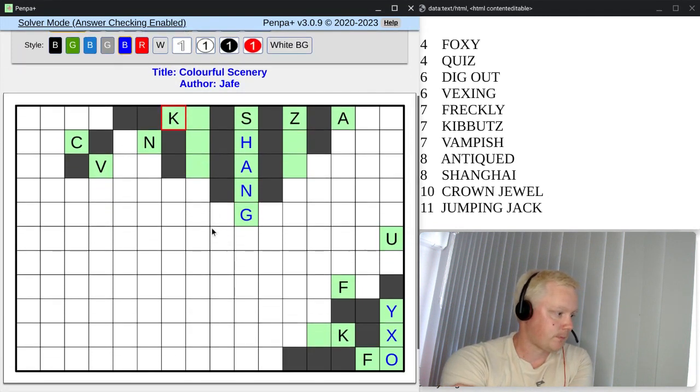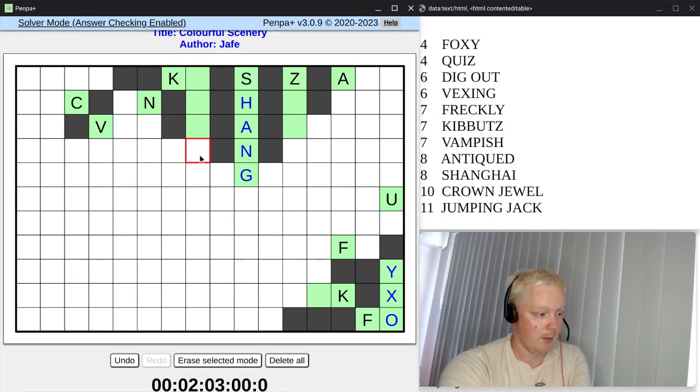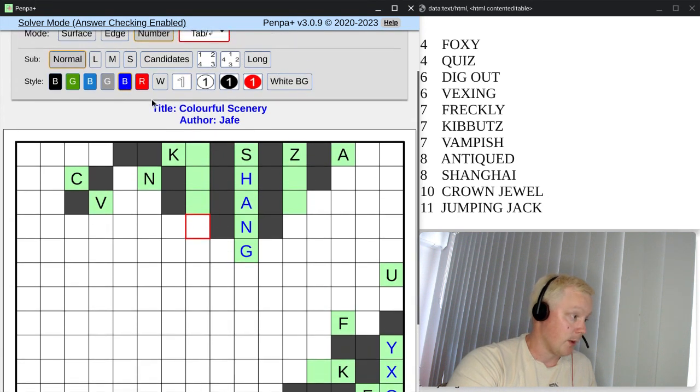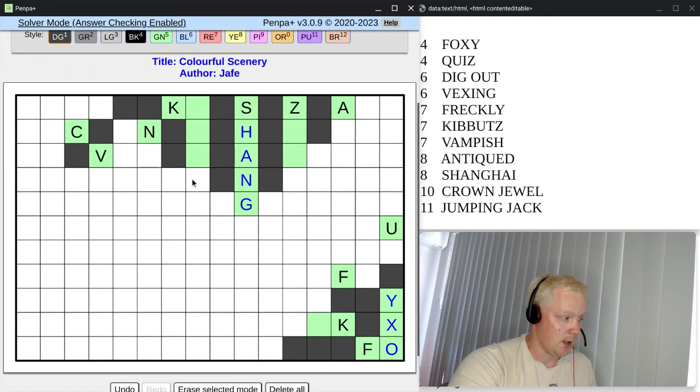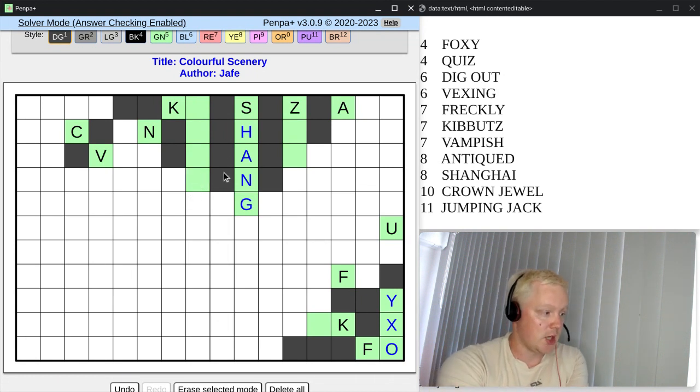So this K can be part of kibbutz, and it has to be the start or end letter again, because this only has one unshaded neighbor, and it can be jumping jack. So 7 or 11. So that means that this 4 is not enough, so we have to take the next available square here for, we must make that unshaded basically. We can't do this because this would be 4 and we need at least 7. So this is unshaded, which means these shaded cells have to get out. They must go here.